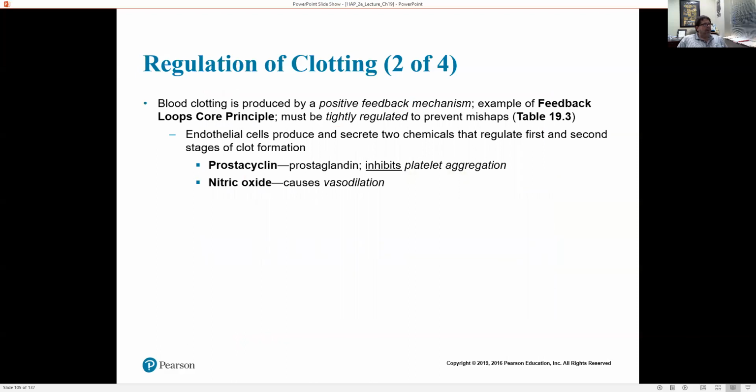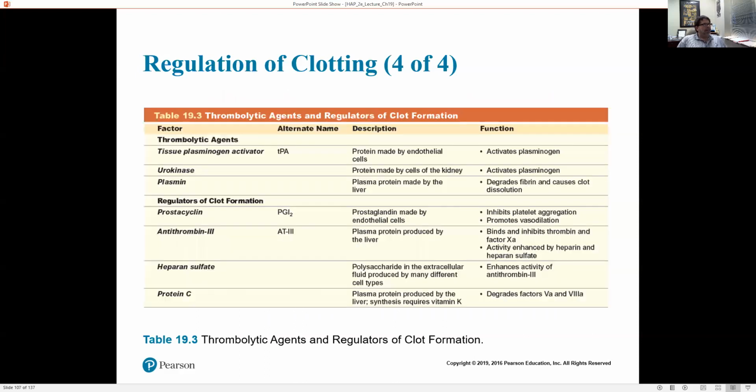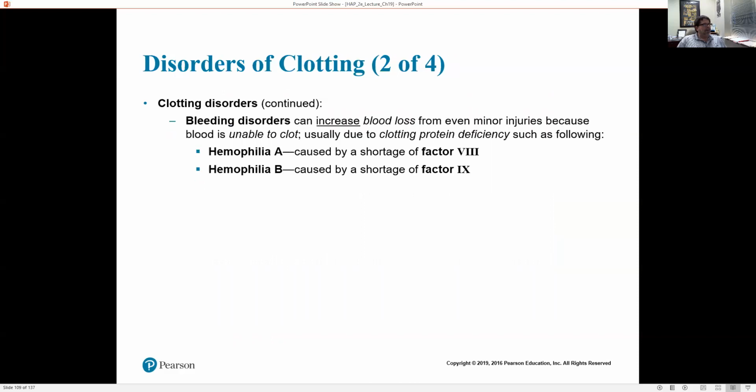Okay. Regulation of clots. Some people carry nitric oxide pills that cause vasodilation to open blood flow up. Others have other chemicals here. Heparin is pretty famous; it prevents clotting. And here are some of these chemicals mentioned in the table that can be used: thrombolytic agents and regulators of clot formation.